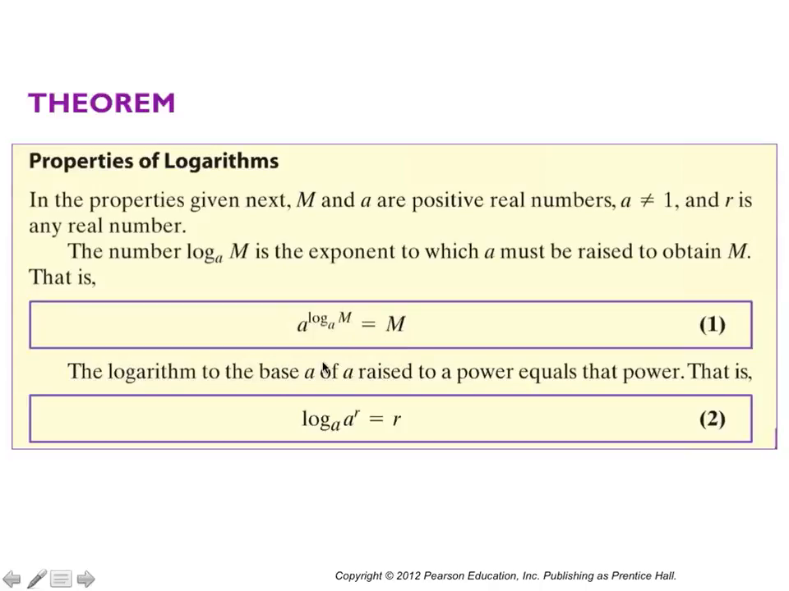And then down here, the logarithm to the base a of a raised to some power is going to be equal to that power. So if you have log base a of a to the r power, again, the base just cancels with this number right here, and you're just left with r, all right? So if you have log base a of a to the r power, that's just going to be r.